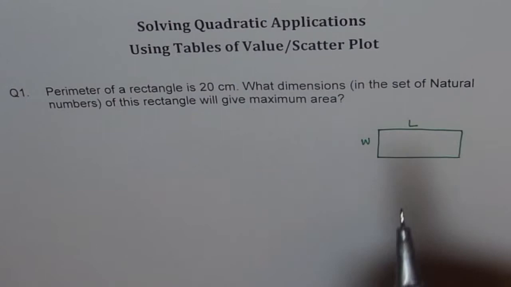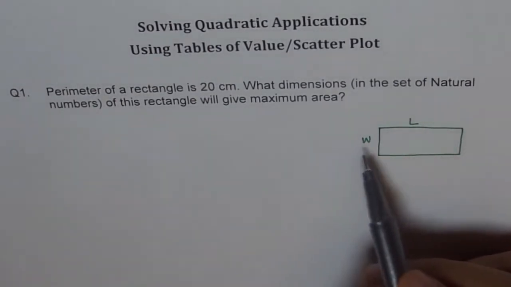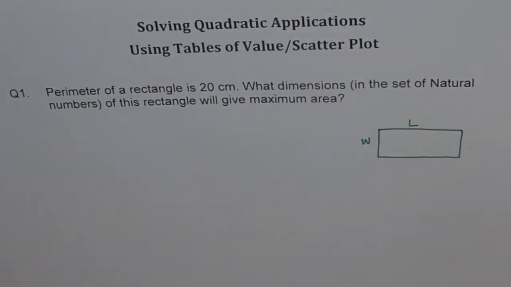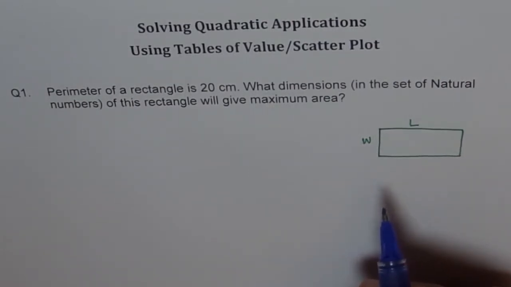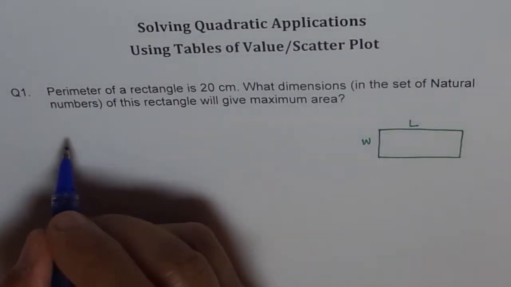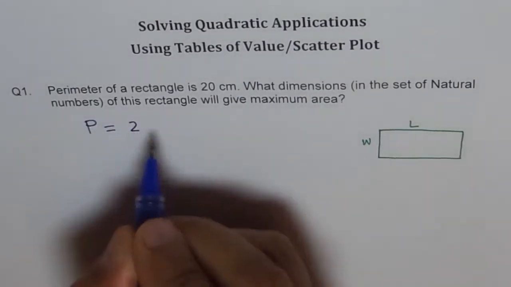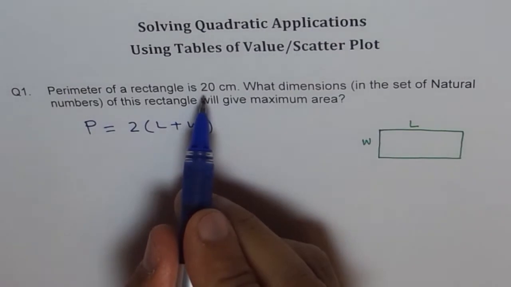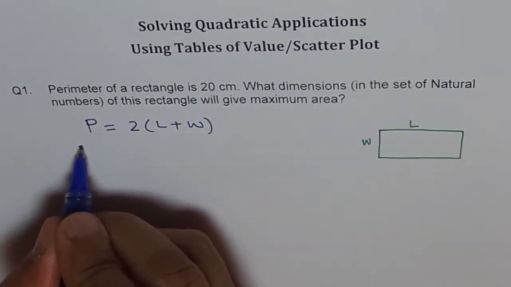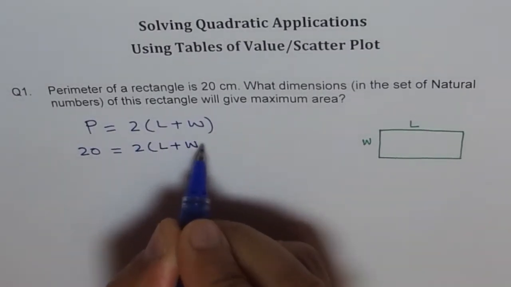So you know what is area? Area is width times length. And what is perimeter? Twice width plus length. So we know all this. So let's have equations. And because there are two variables, we should expect two equations. Correct? So first one, perimeter. So let's say perimeter P is equal to 2 times length plus width. Correct? How much is the perimeter given to us? 20 centimeter. So let's write 20 equals 2 times length plus width.